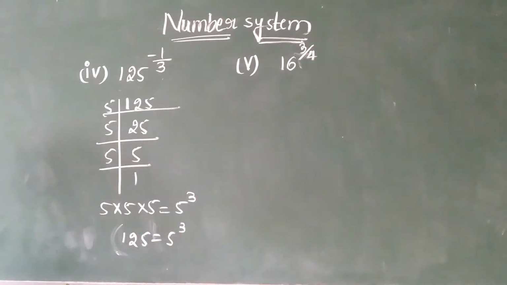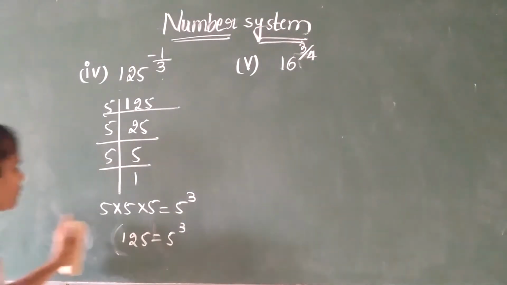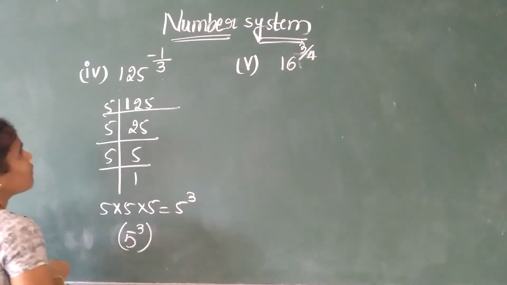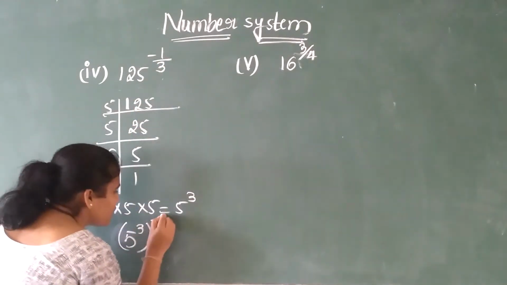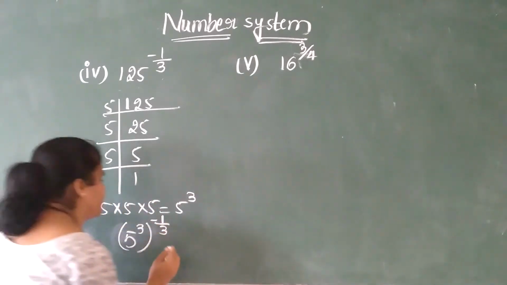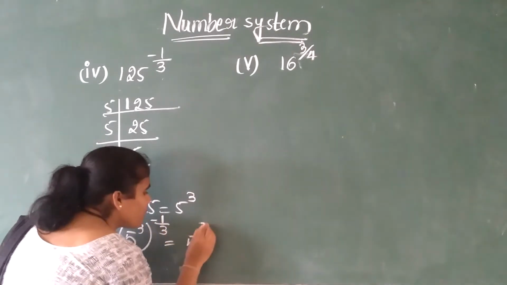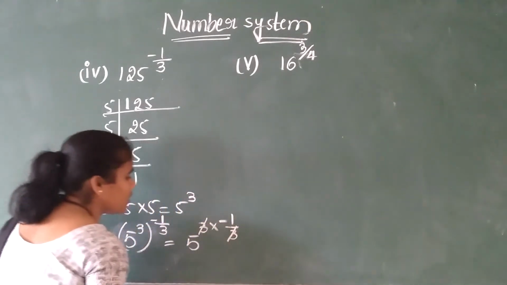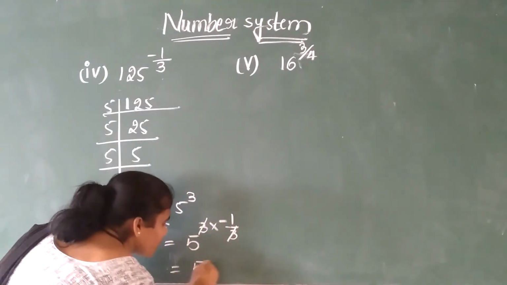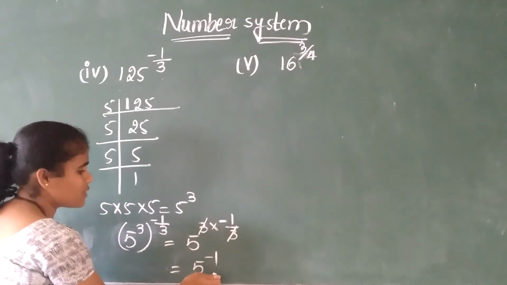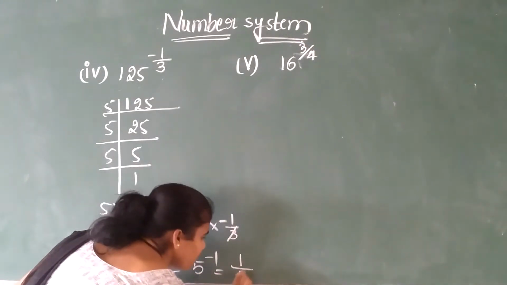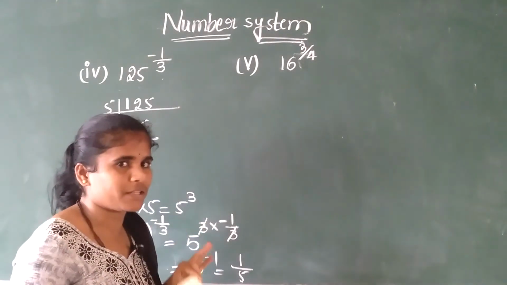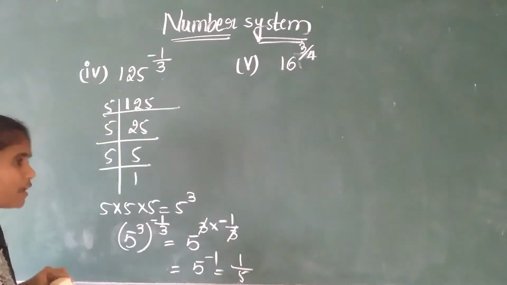So we can write it as (5 cube) whole to the power minus 1 by 3. We can write 5 to the power 3 into minus 1 by 3. The 3s get cancelled. You will get 5 to the power minus 1. 5 to the power minus 1 is nothing but 1 by 5, by using the law a to the power minus 1 is equal to 1 by a.